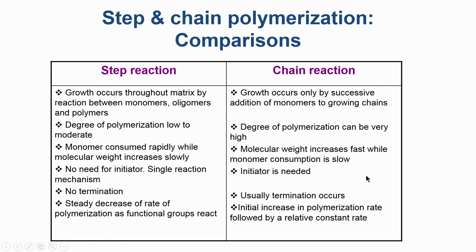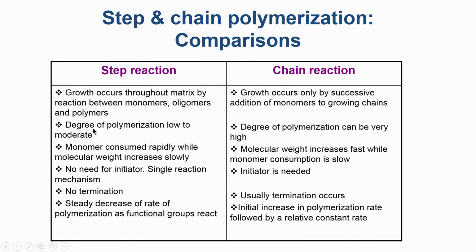So just between the comparison between the step and the chain polymerization, each has its own properties, advantages and disadvantages. Typically for step polymerization the growth occurs throughout in a non-uniform manner. So you can have monomers reacting with oligomers, forming polymers and all those kinds of things, whereas in chain reaction it is much more directional, where you will have an active site only reacting with the monomers.